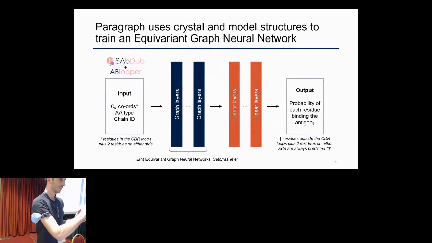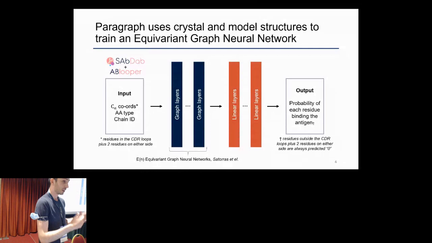And what we do is we feed that into a series of 6 equivariant graph neural network layers, which are quite recent, but really popular at the moment. And if you haven't come across equivariance before, it basically means that it doesn't matter what orientation the crystal or model structure is, we're going to get the same results out the other side. So just a really important fact that we need the network to obey. We utilize skip connections here, so we keep the dimensionality of our vector equal to 22. And then through a series of 3 linear layers, we collapse that embedding down to a single dimension, which is the probability of each residue binding the antigen.